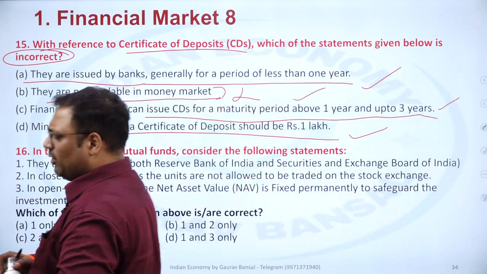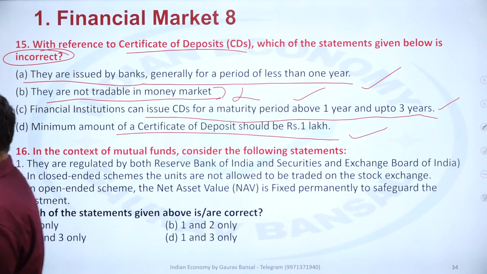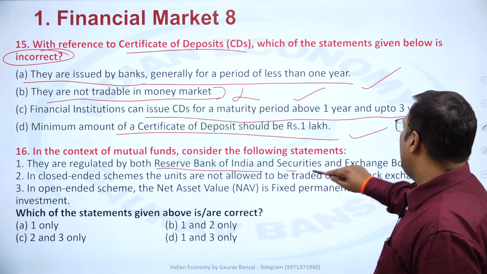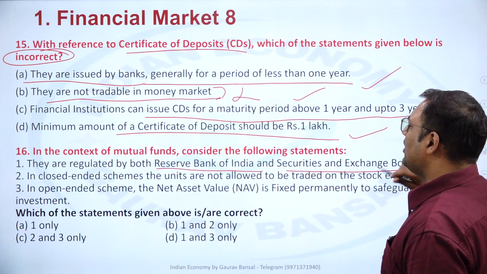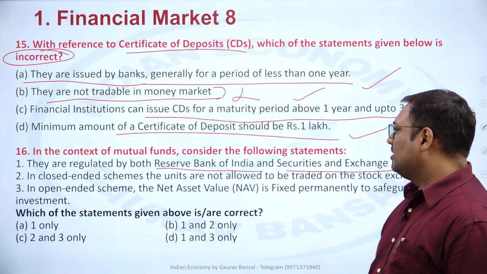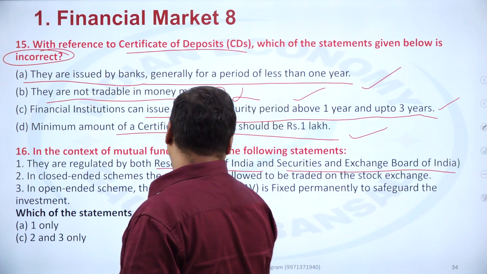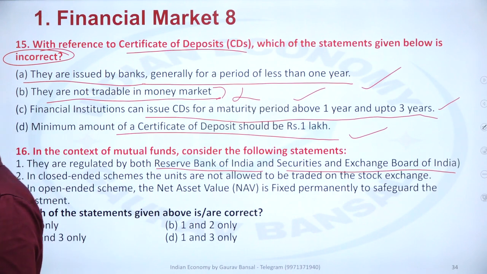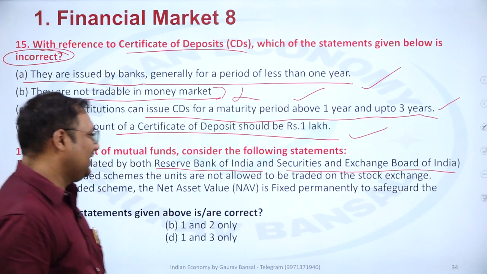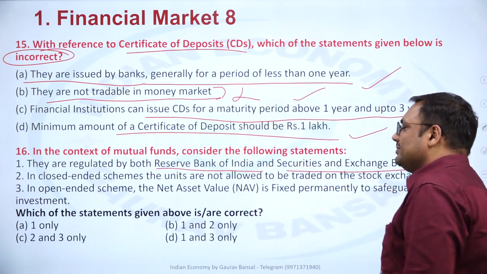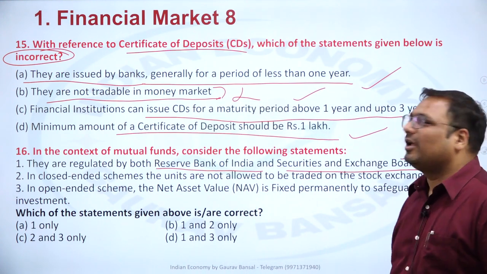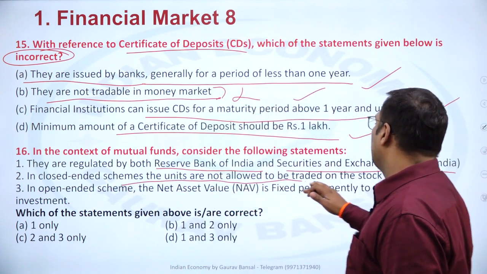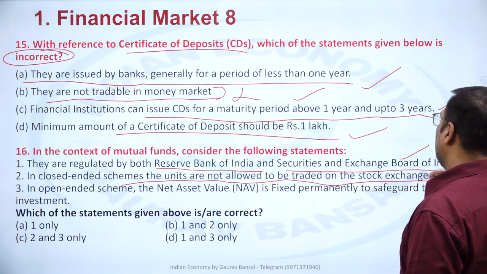Sixteenth, in context of mutual fund, consider the following. They are regulated by both RBI and SEBI, Securities and Exchange Board of India. Is that correct? Are mutual funds regulated by both the agencies? Tricky question, okay? Okay, that is correct. Both have a stake in that. In closed-ended schemes, the units are not allowed to be traded on stock exchange. That is incorrect.